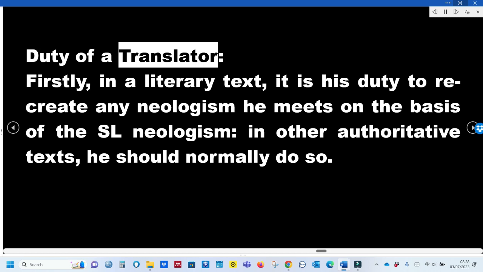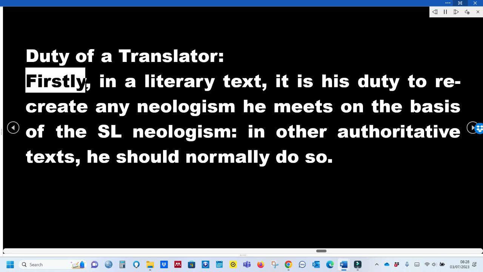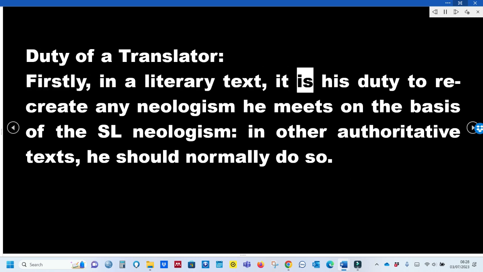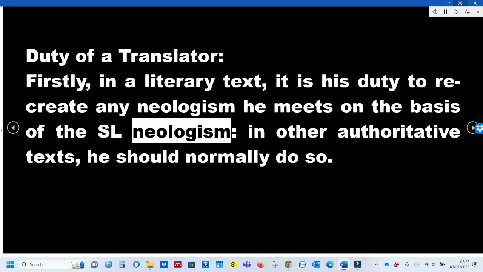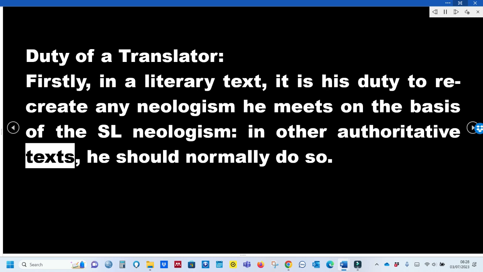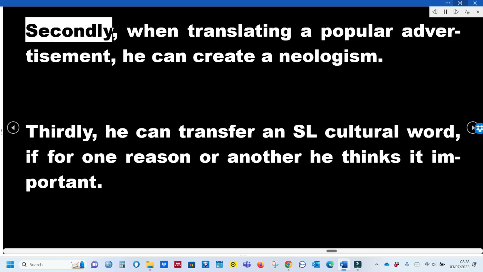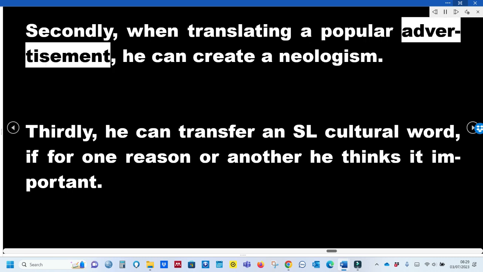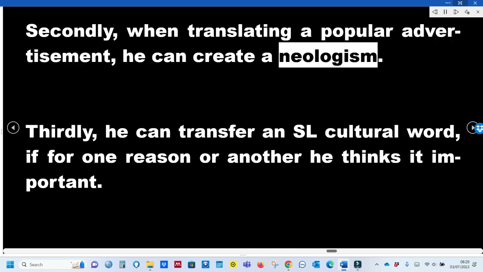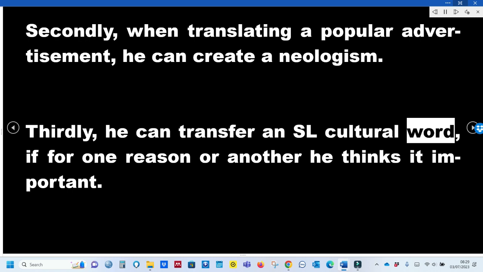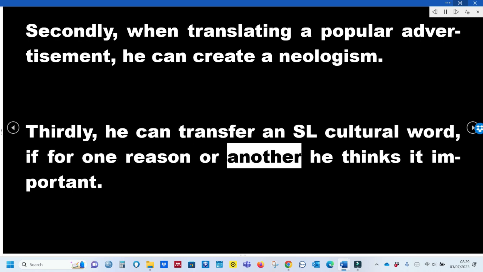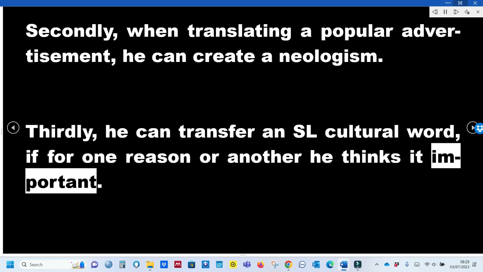Duty of a translator. Firstly, in a literary text, it is his duty to recreate any neologism he meets on the basis of the SL neologism. In other authoritative texts, he should normally do so. Secondly, when translating a popular advertisement, he can create a neologism. Thirdly, he can transfer an SL cultural word, if for one reason or another he thinks it important.